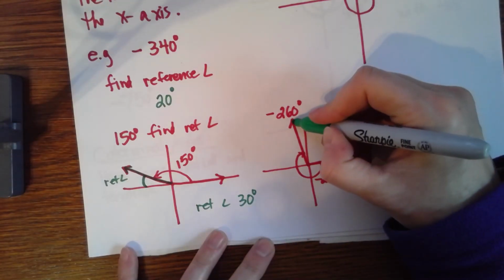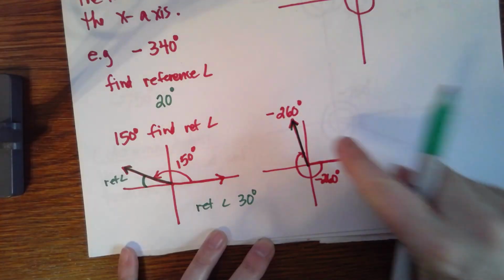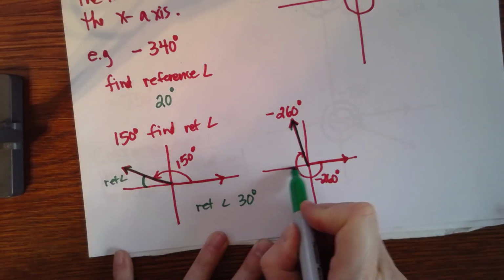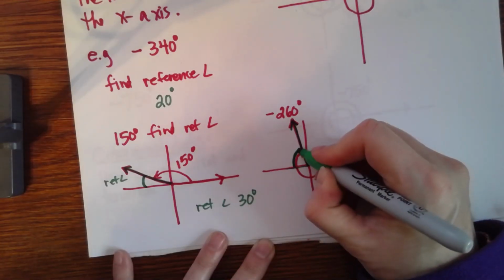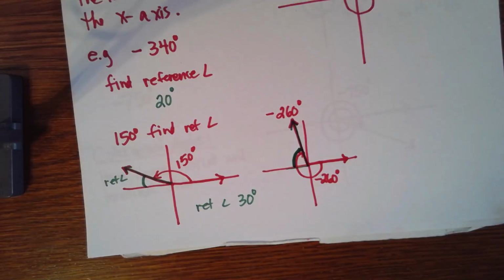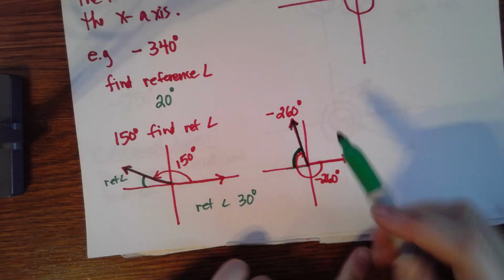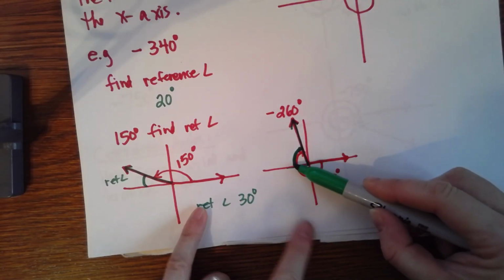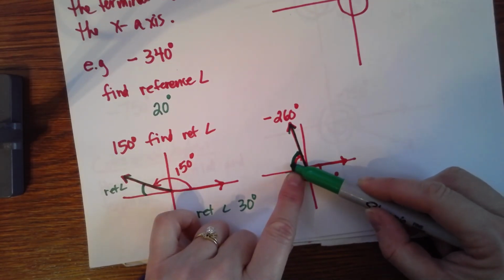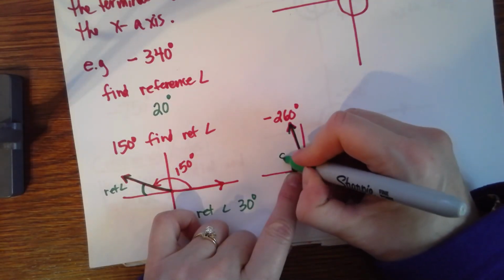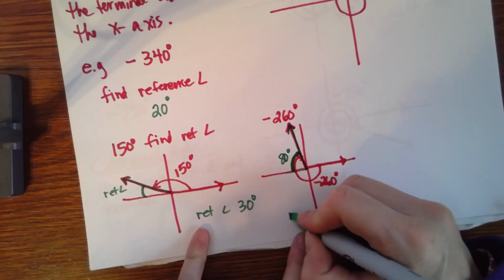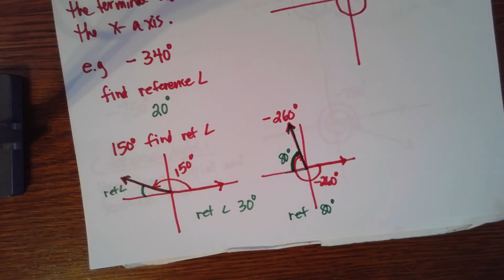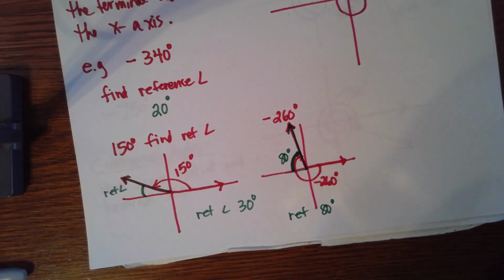So here is my terminal side. I don't want to go to the y-axis. I have to go to the x-axis. So it's got to be over here. It's going to be this angle right here. Okay, so this one, I went to 180, and after 180, I went another 80 degrees. So this is 80 degrees. My reference angle is 80 degrees. That's still an acute angle, but it has to be made with the x-axis, always the x.